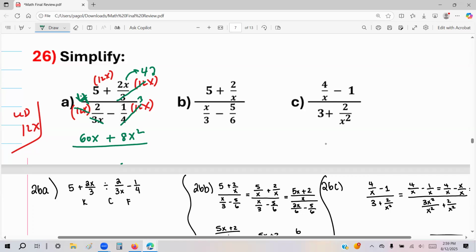What do we have here? 4 times 2, 8, and you're subtracting 1 times 3x, 3x. And that's it. This is your answer. You can factor the numerator, but there is nothing you can cancel with the denominator. So you can just leave it alone.